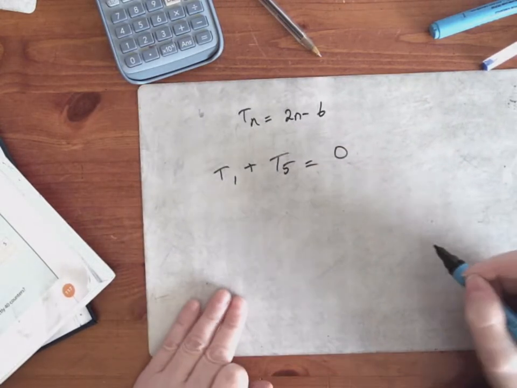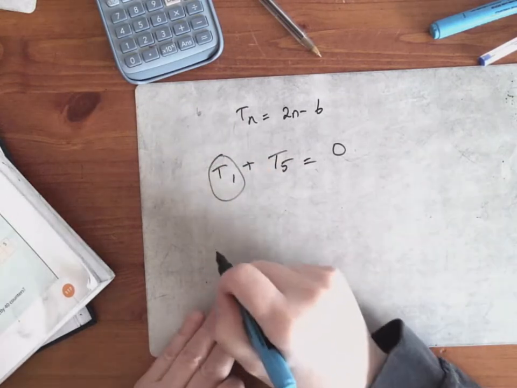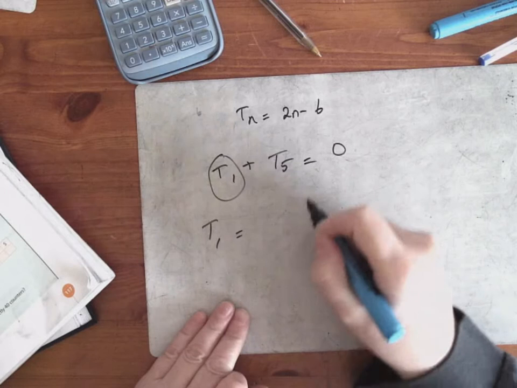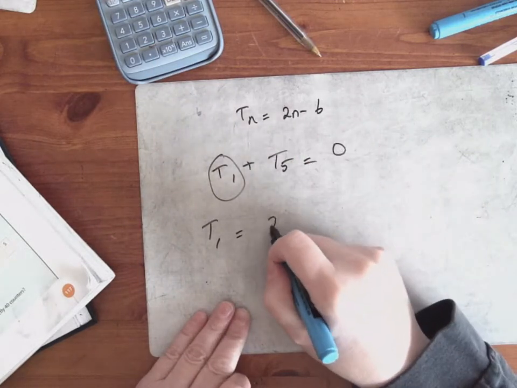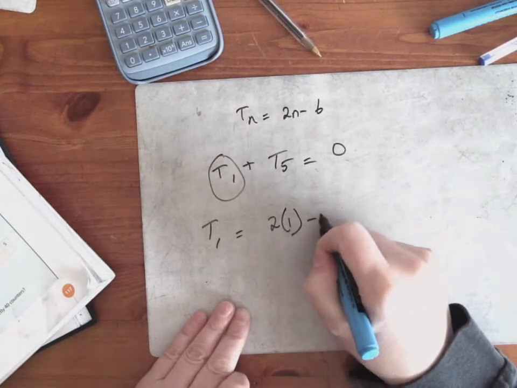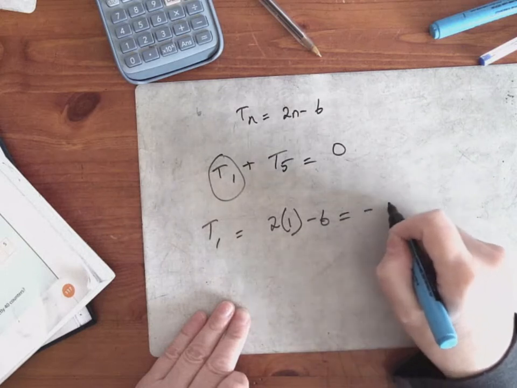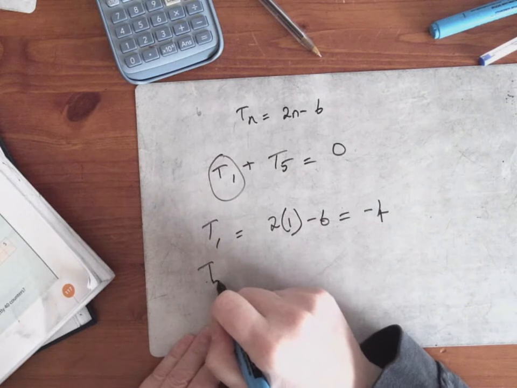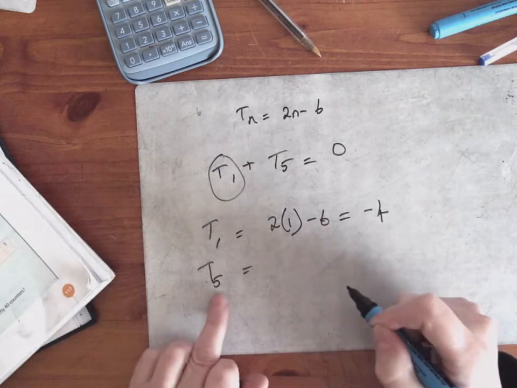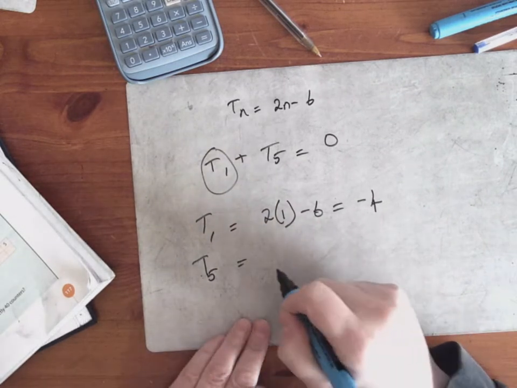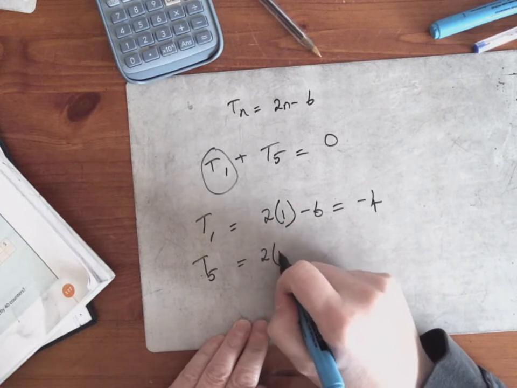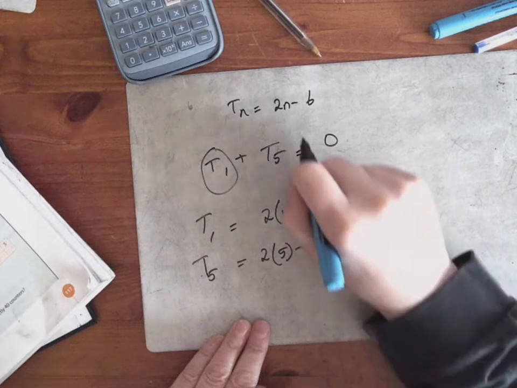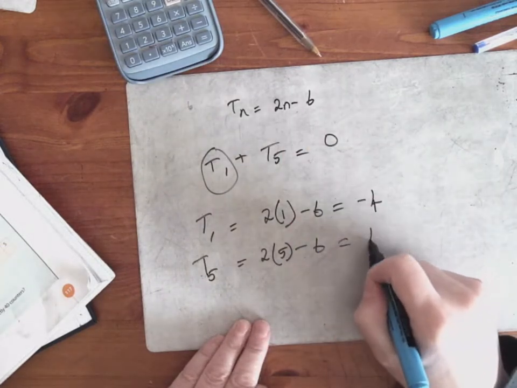Okay, so the first thing I have to do is get T1. To get T1 means everywhere I see an n, it's term number 1. So everywhere I see an n, put in a 1. So term number 1, into the calculator, is minus 4. Then you get term number 5, so n is 5. Everywhere you see an n, put in a 5. So it's 2 times 5 minus 6, because it's 2n minus 6. That's the rule. That would be 4.